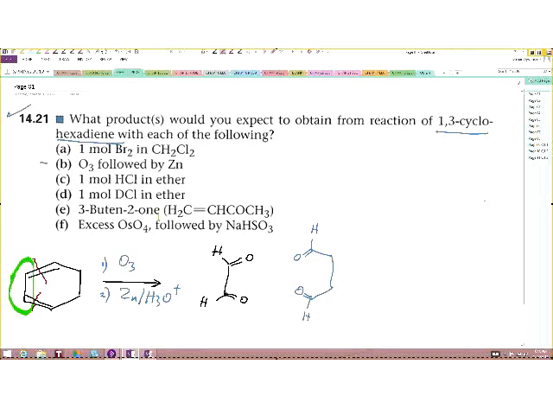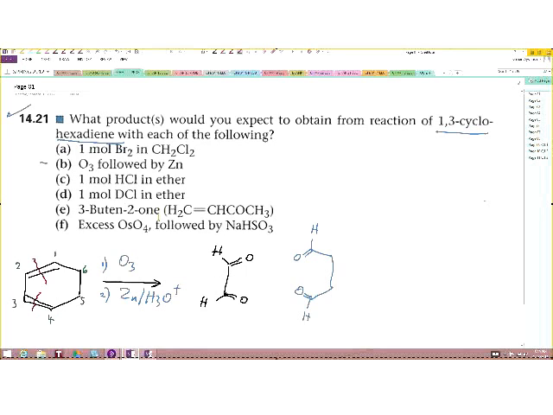Okay, so if we number this, if we say this was carbon number 1, 2, 3, 4, 5, 6.